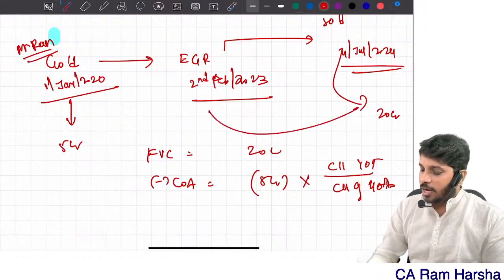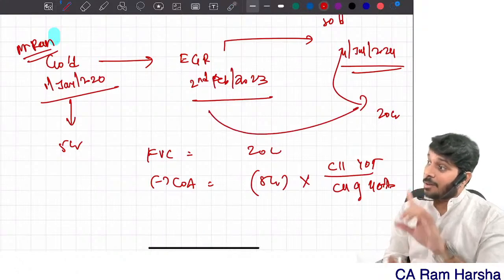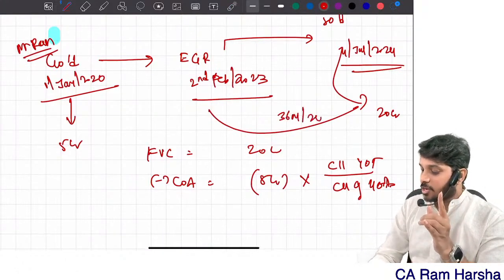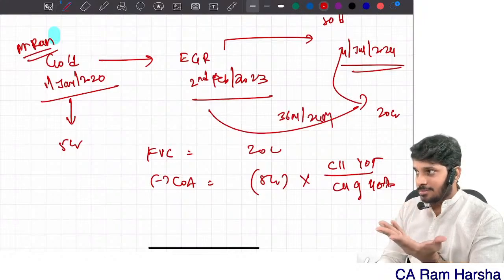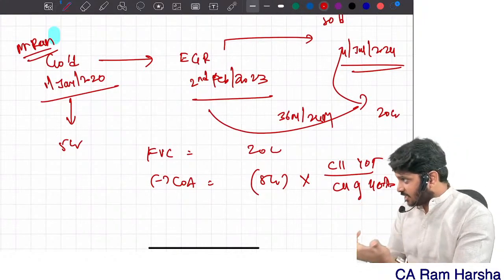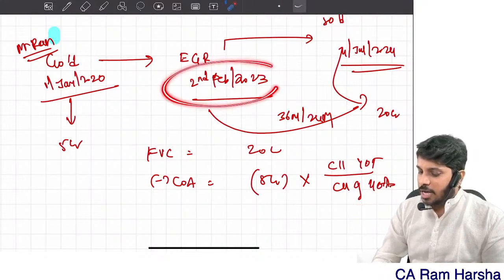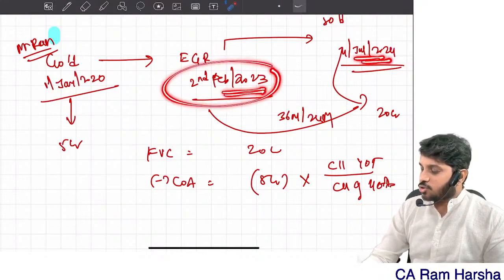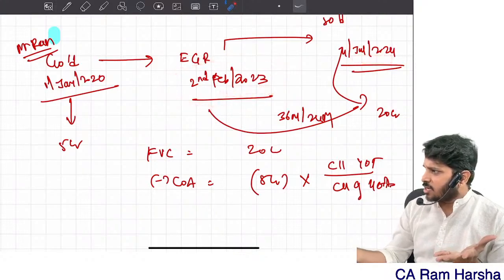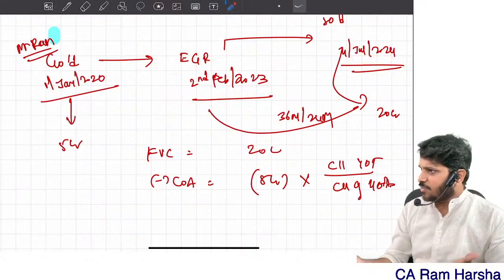By the way, what is the criteria applicable for EGR? Before the amendment, 36 months. After the amendment, 24 months. Now, sir, I got this EGR in February 2023 and sold it in July 2024. Less than 24 months. Less than 24 or less than 36?